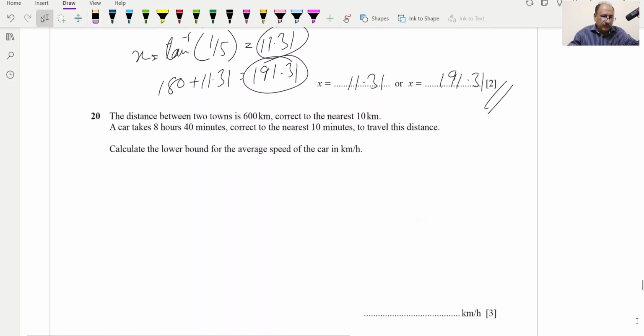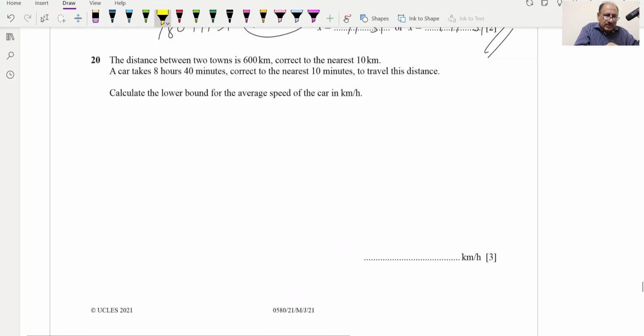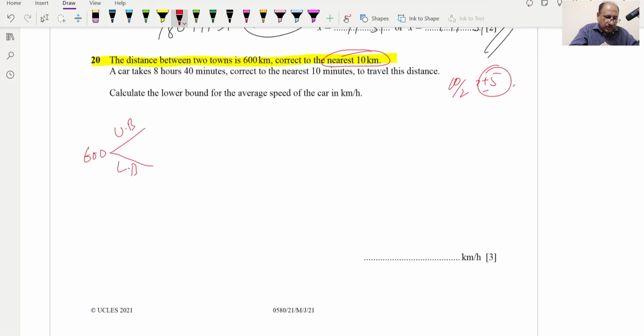Hopefully you understood this. Now question number 20. The distance between two towns is 600 kilometers, correct to the nearest 10 kilometers. So this is basically a lower bound upper bound question, and we can check for the distance 600 kilometers. This is the upper bound and this is the lower bound. This is nearest 10 kilometers, so we add plus minus 5. 10 over 2 will be 5, so adding and subtracting 5, it will be 605 and 595, the upper bound and lower bound for the distance.